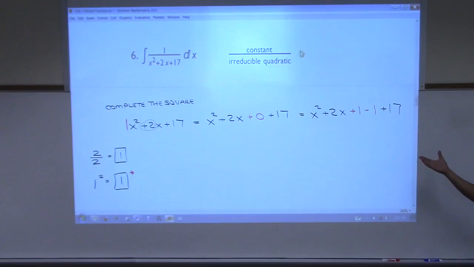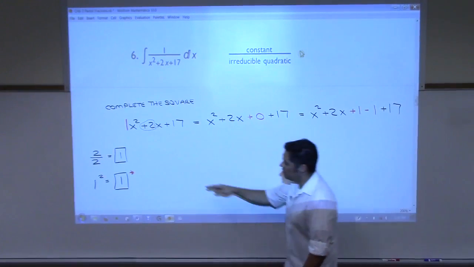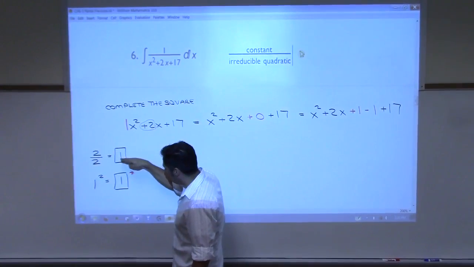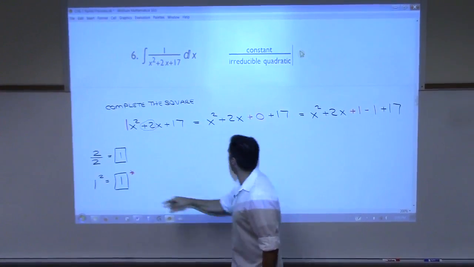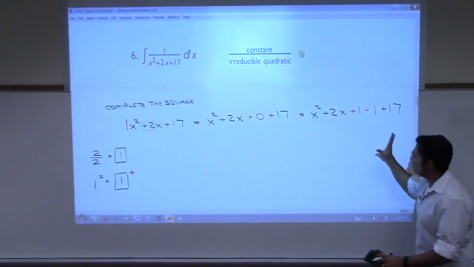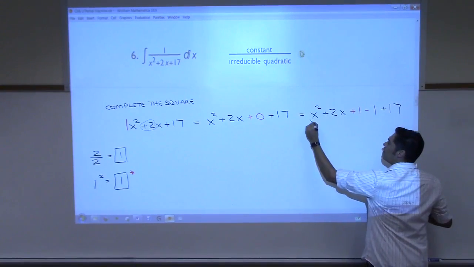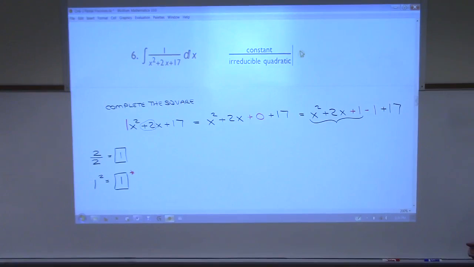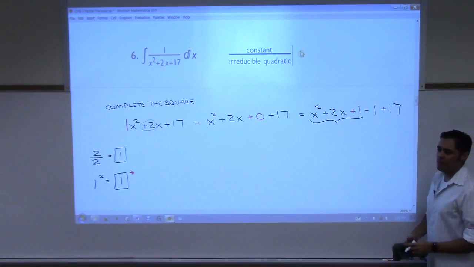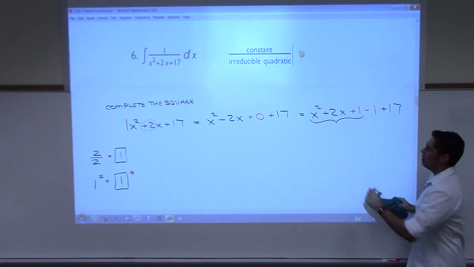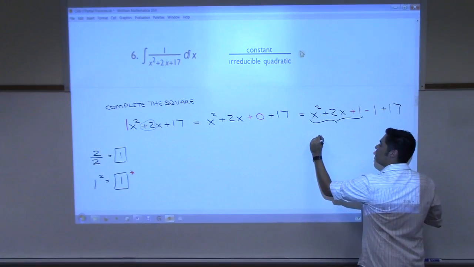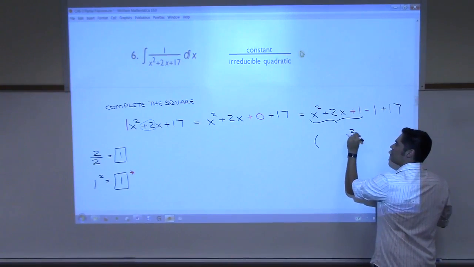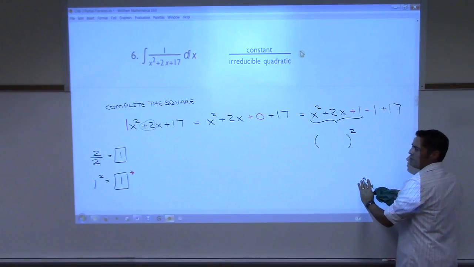When you do this, if you did it properly, taking the number, dividing by 2, squaring it, and then adding and subtracting it, you are guaranteed that the first 3 terms are a perfect square trinomial, meaning that it does factor, guaranteed. It factors to be actually the same thing times itself. The question is, what is it?